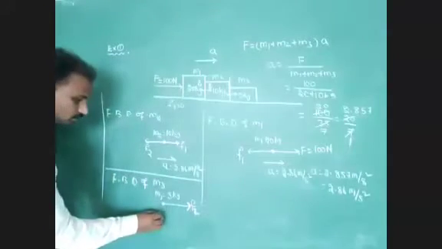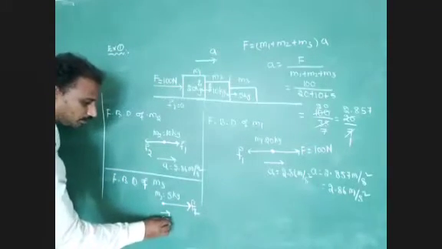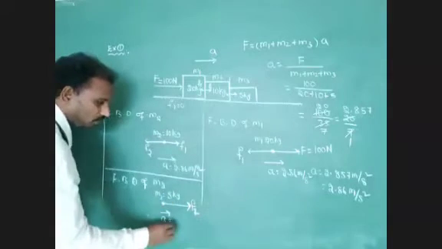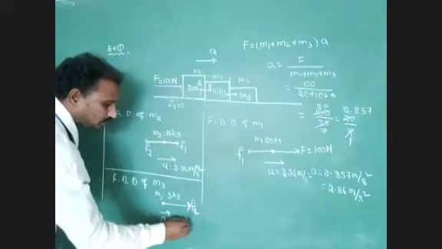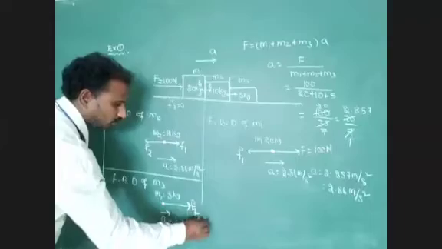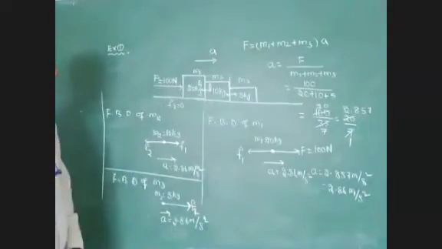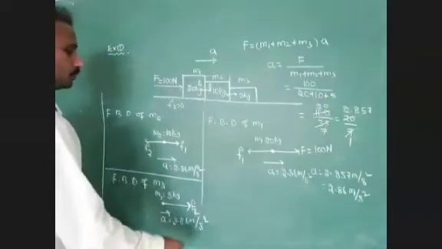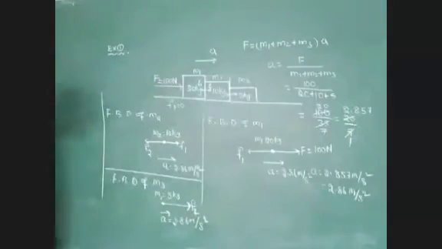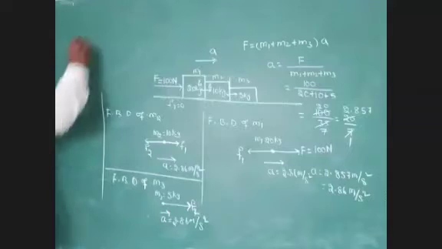What is the acceleration of M3? Acceleration of M3, A equal to 2.86 meter per second square. So find out the F2 value.